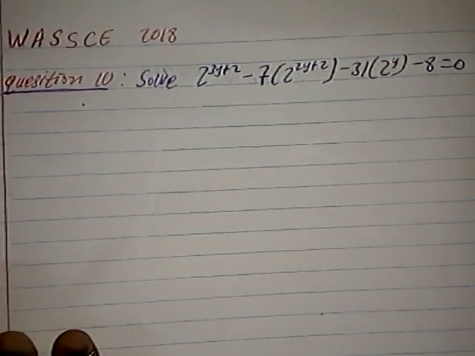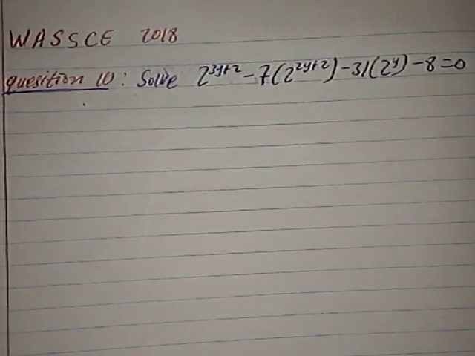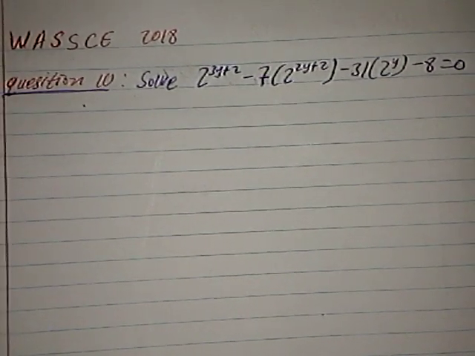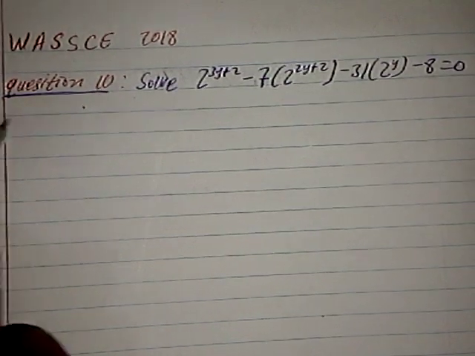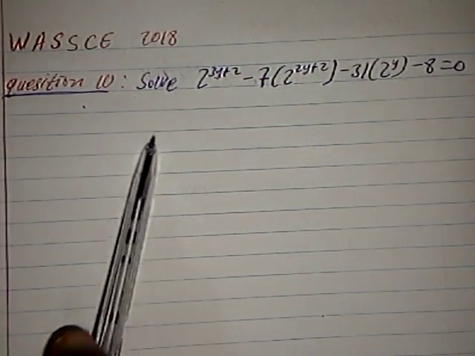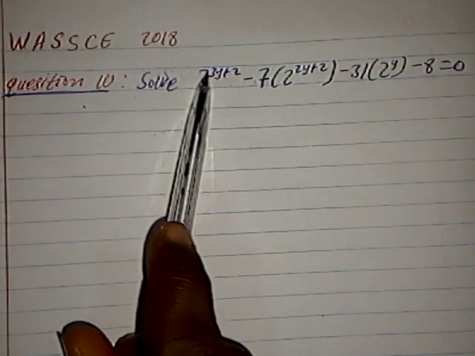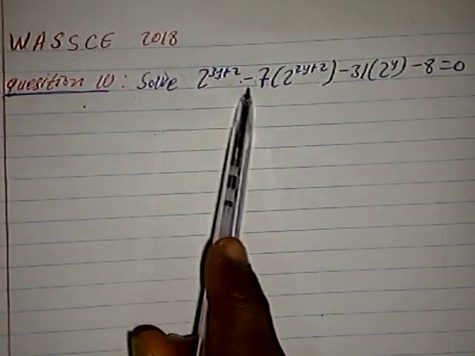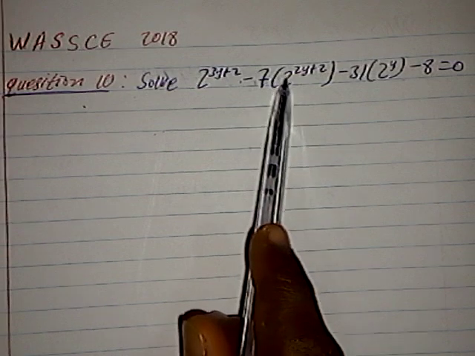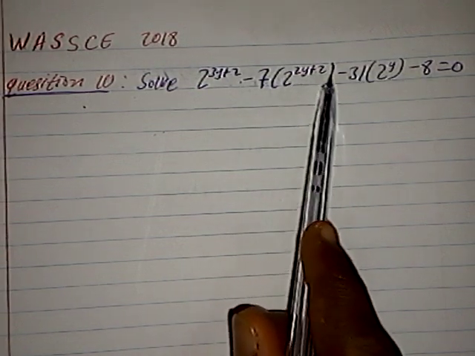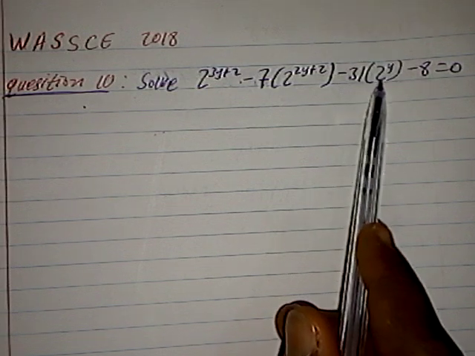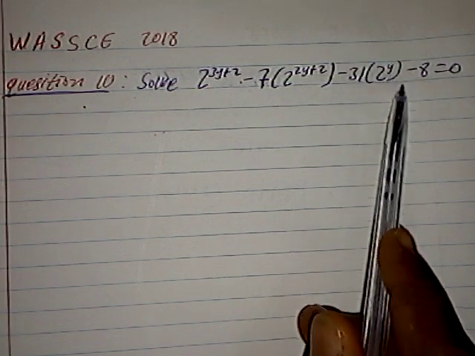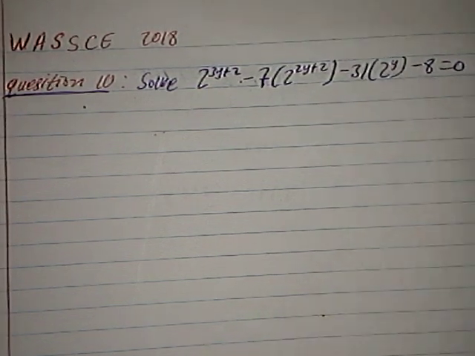Today we'll be solving a WAEC past question, which we normally say WASSCE past question. This is 2018, question 10. They say solve 2 raised to the power 3y plus 2, minus 7 into 2 raised to the power 2y plus 2, minus 31 into 2 raised to the power y, minus 8 equals 0.